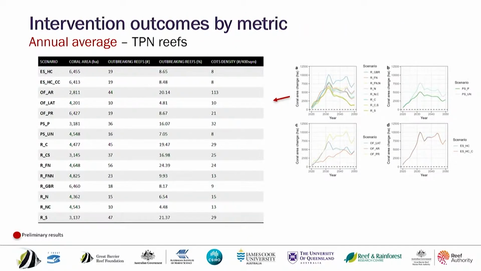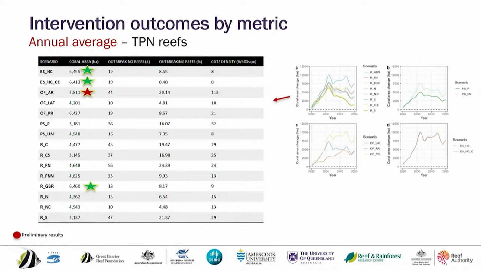So we have these 16 scenarios, and this slide just shows you, if you look at the 3 different metrics, coral area, outbreaking reefs, and CoTS density, and looking at the annual averages across that time horizon from 2090 to 2050, we see the following. So the best strategies in terms of coral area would be the GBR-wide, followed by the 2 effort sink scenarios. And the worst one would be one of the outbreak front scenarios.